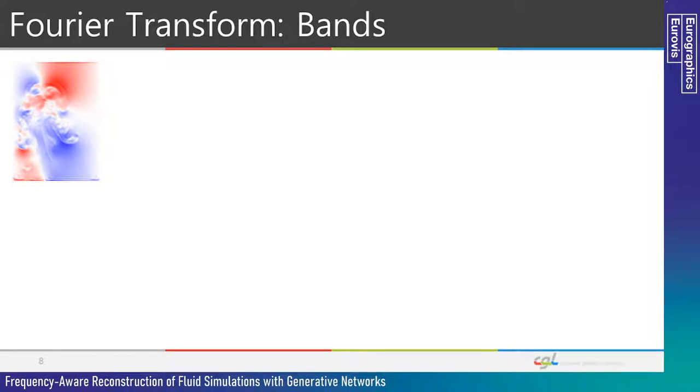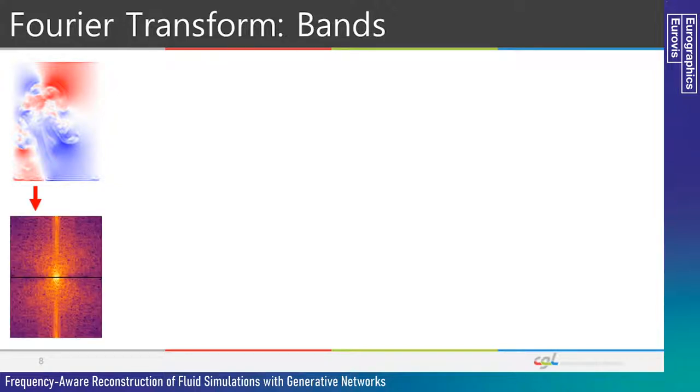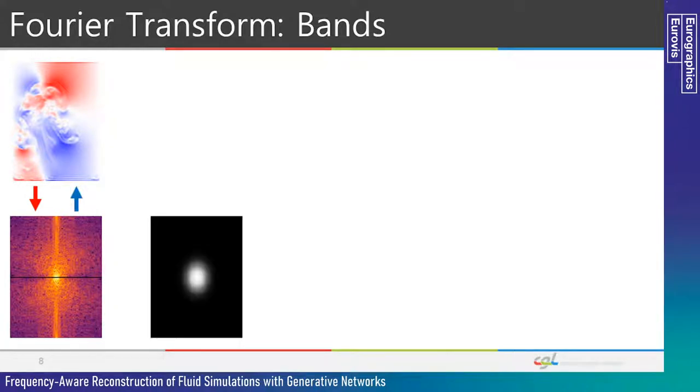We can now use the tool of the Fourier transform to analyze our data of fluid simulations. If we do the Fourier transform on this velocity field here, we get something that looks like that. We can also go back again, of course. And if we now do a multiplication in the Fourier domain with the image on the right, we get a Gaussian blur in the original image.